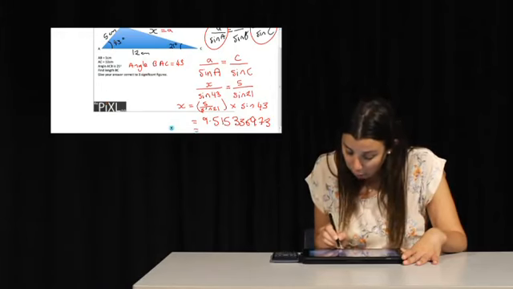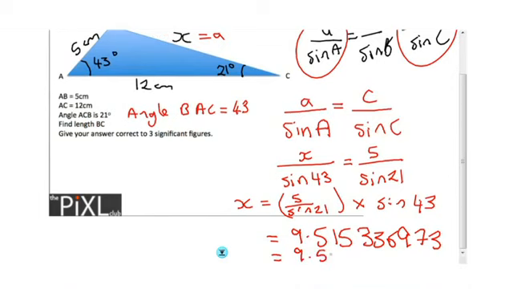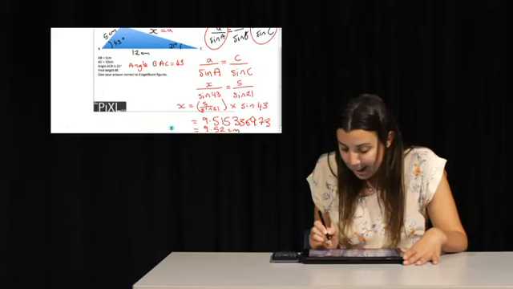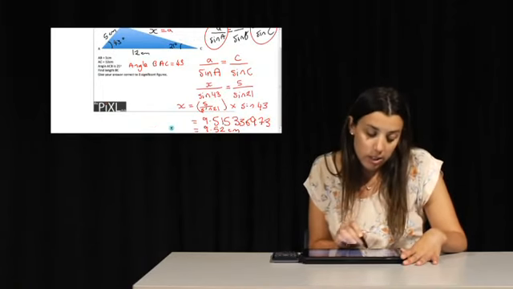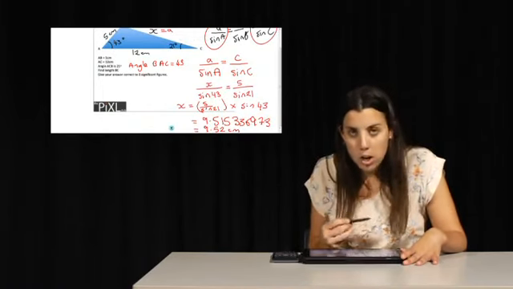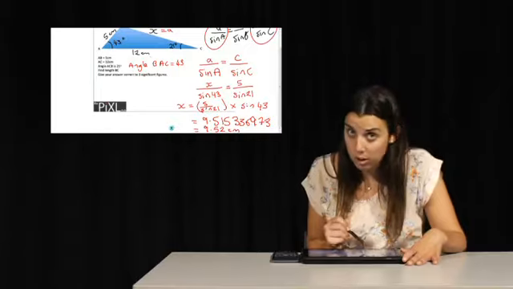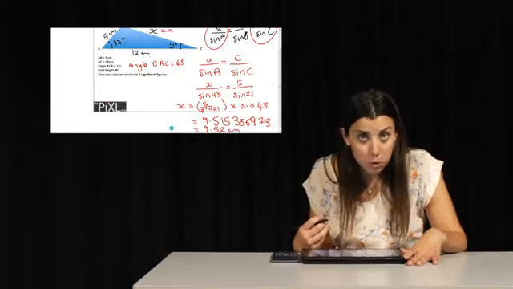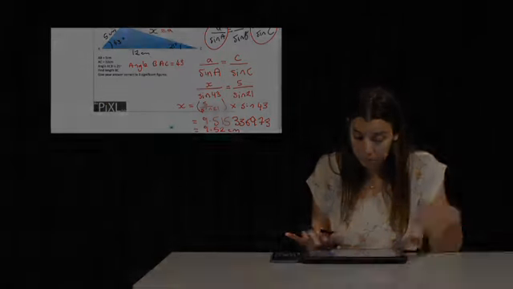Recheck the question. It says give your answer correct to 3 significant figures. So go back and then round 1, 2, 3. So it's going to be 9.52. The 1 rounds up. So it's going to be 9.52 centimetres. In the context of this question, where the other sides were 5 and 12, 9.52 seems a reasonable answer, which you can be happy with and move on to the next question.